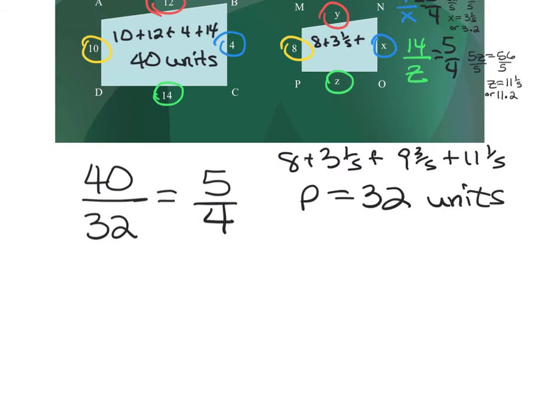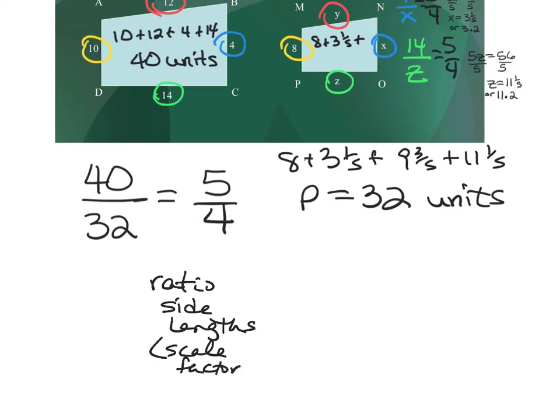So the ratio of side lengths, which is also the scale factor, equals the ratio of the perimeters. They're both going to simplify to the same thing.